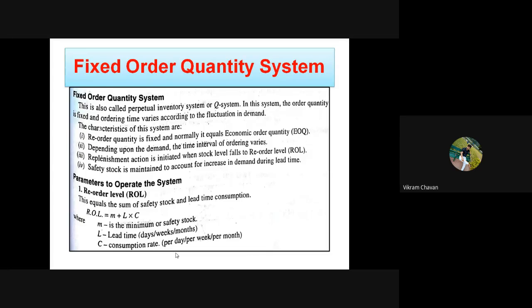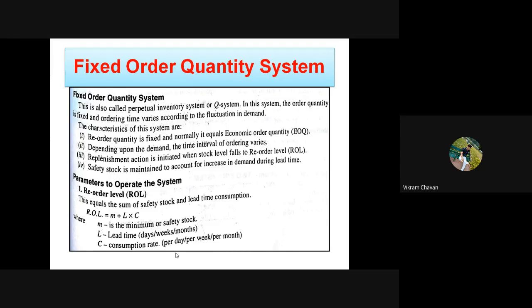Okay, the fixed order quantity system. First we are going to understand the fixed order quantity system. We already discussed that the quantity of the purchase, the quantity of order, is a constant one. So this is also called a perpetual inventory system or a Q system. In this system, the order quantity is fixed and ordering time varies according to the fluctuation in demand.